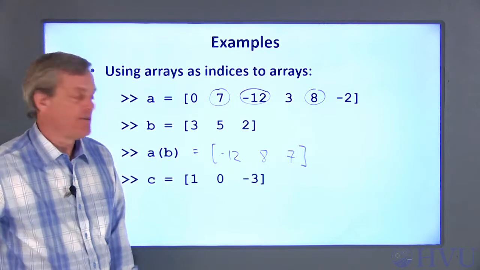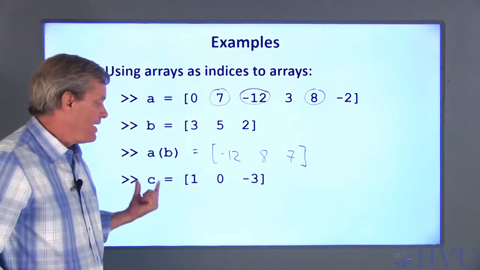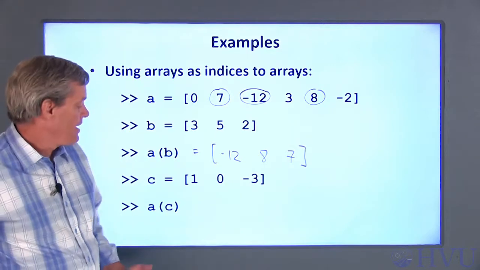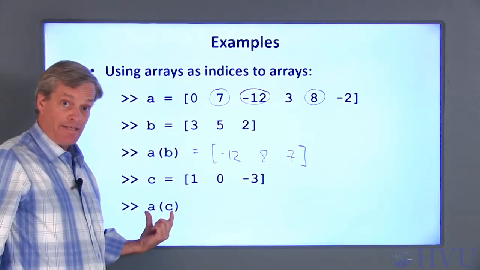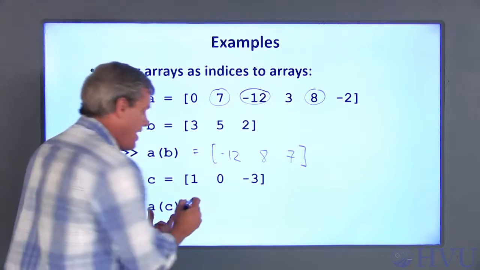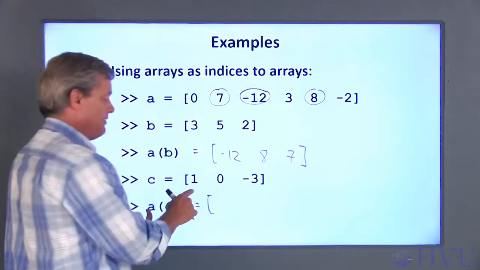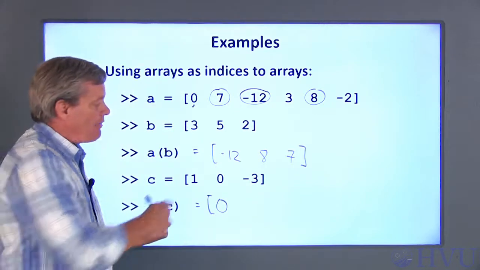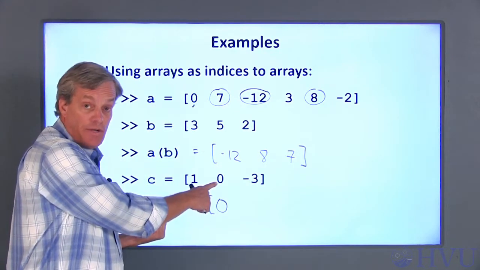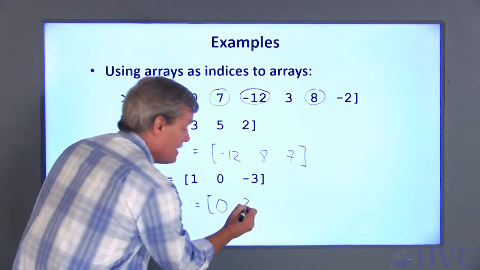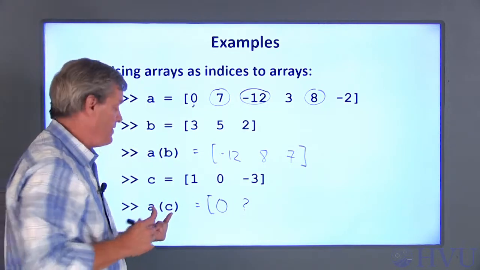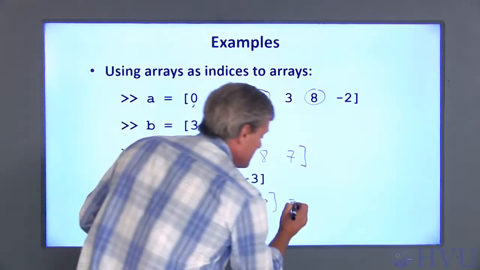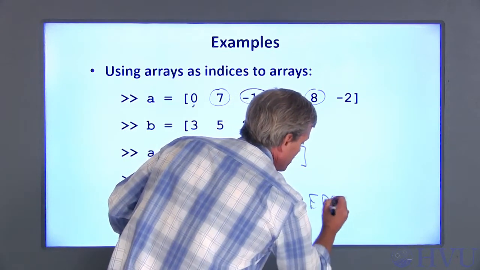Now let's look at another command. If I say C is equal to 1, 0, negative 3, and then try to access A of C, I'm okay with the first element. 1, A of 1 is 0. However, A of 0 isn't defined. MATLAB doesn't know what to put in there. A of negative 3 isn't defined. This command will simply result in an error message.